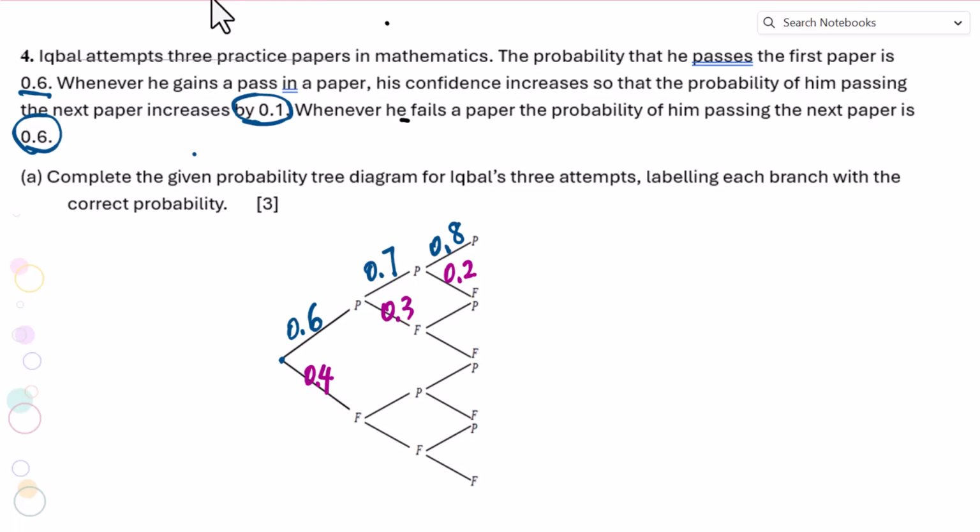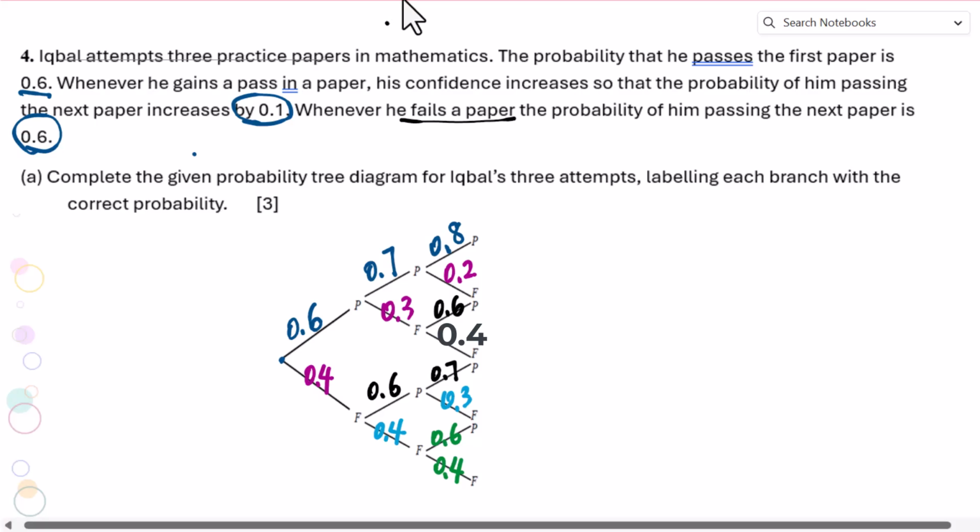Whenever he fails a paper, the probability of him passing the next paper is 0.6. So this is 0.6, 0.7, 0.6. Then we got this is 0.4, 0.3, 0.6, 0.4. Let's look at each path.